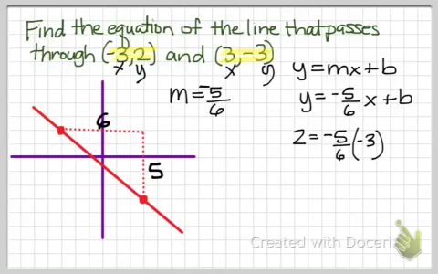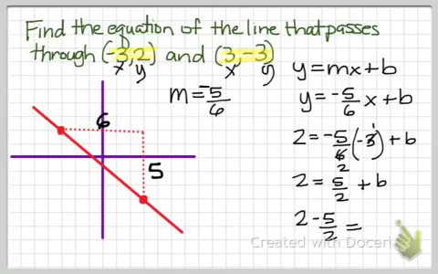So 2 equals -5/6 times -3 plus b. This is going to help us solve for b to figure out what our y-intercept is. So -3 and 6 can cancel. 3 goes into itself once and into 6 twice. So we end up with 2 is equal to 5/2 plus b, because we have a negative times a negative, it's positive. And we'll subtract 5/2 from 2. Well, 2 is 4/2. So 4/2 minus 5/2 is -1/2.